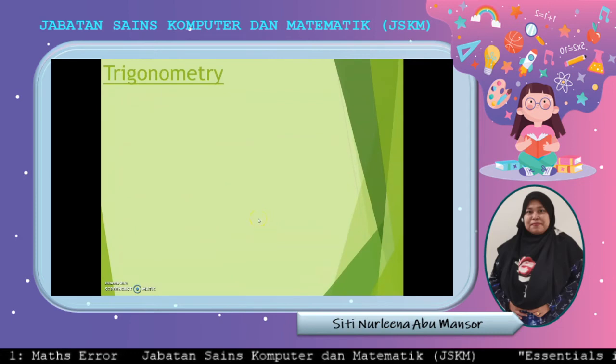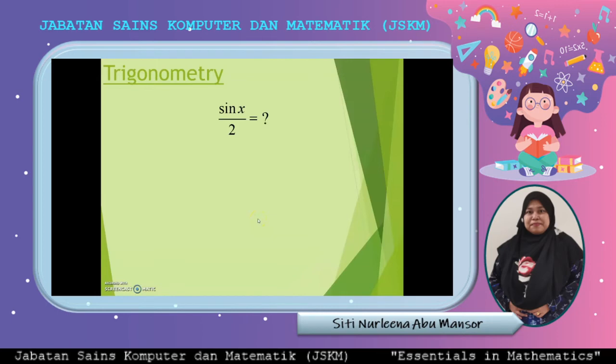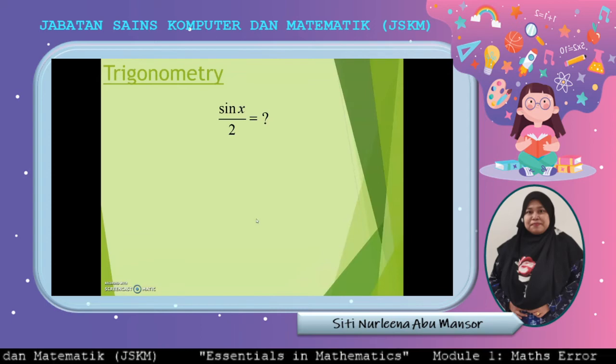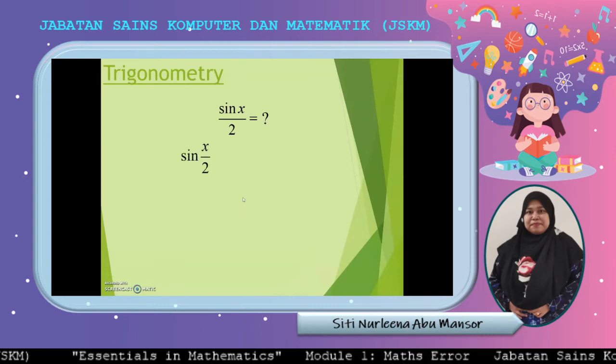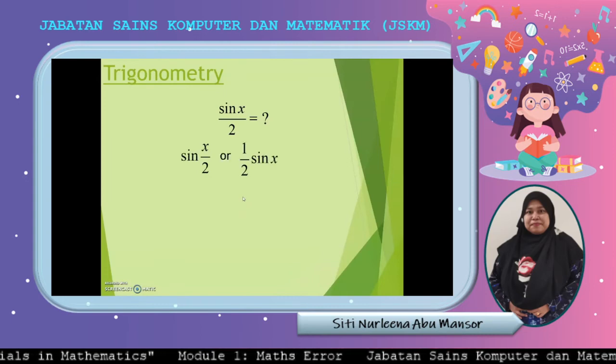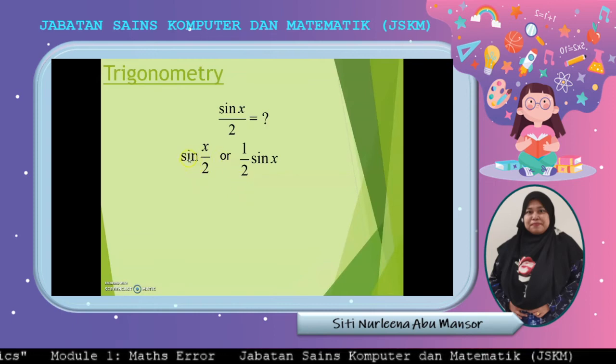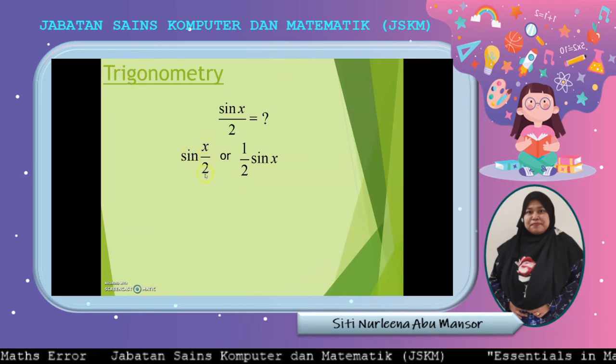Okay, let's move to trigonometry. What is the answer for sin x over 2? Not the answer, but what is the correct order in order to write sin x over 2? Is it sin x over 2 or 1 over 2 sin x? We can see here that sin has an angle of x over 2. So this is different from this one.